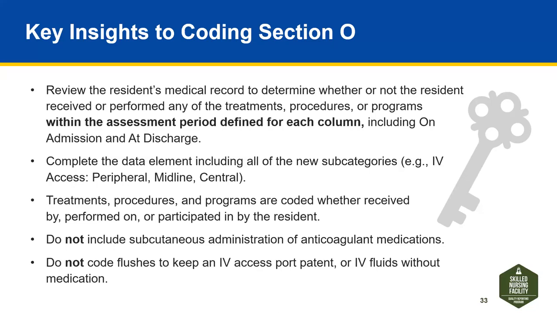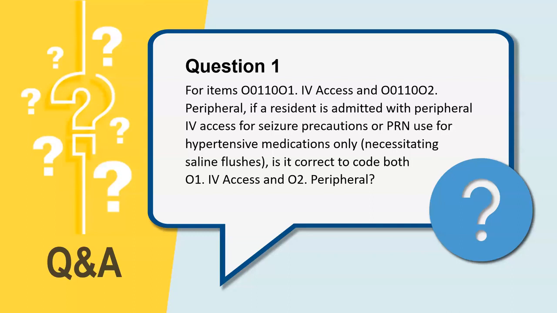Thank you, Brenda. Our first question for you is for items O0110I1 IV access and O0110I2 peripheral. If a resident is admitted with peripheral IV access for seizure precautions or PRN use for hypertensive medications only, necessitating saline flushes, is it correct to code both 01 IV access and 02 peripheral?